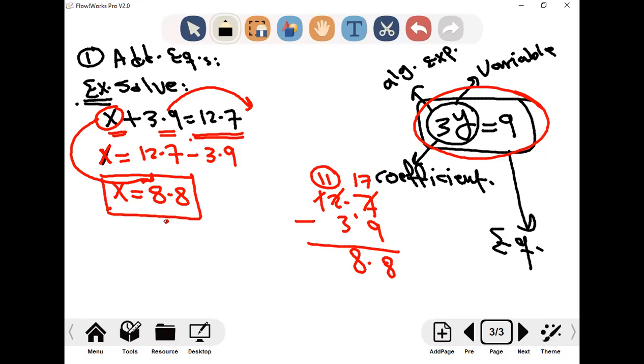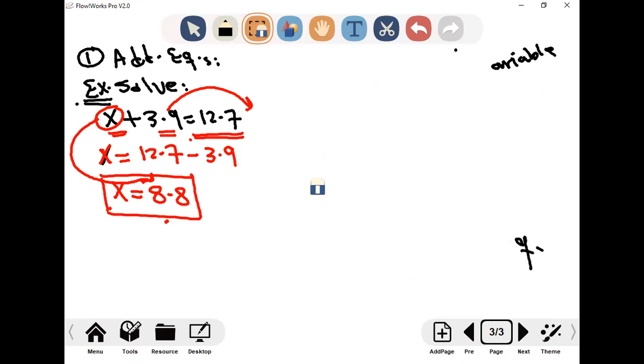Did we understand what the solution of the equation means? This is about the addition equation type. Now let's take the other type, which is the subtraction equation.